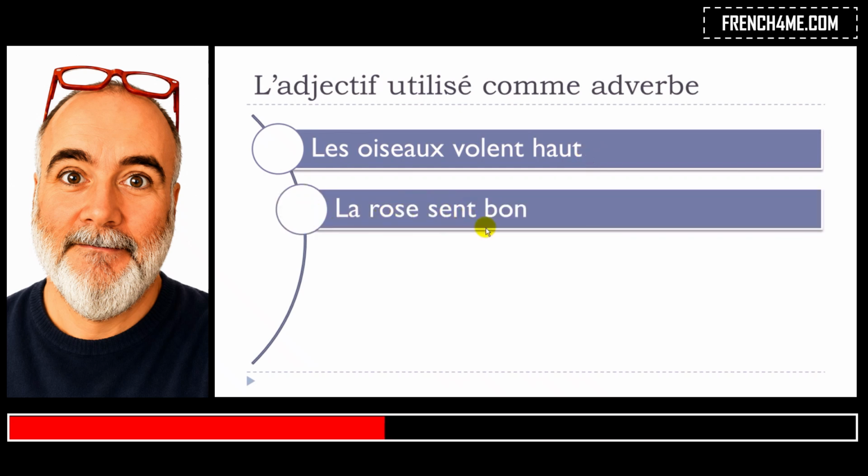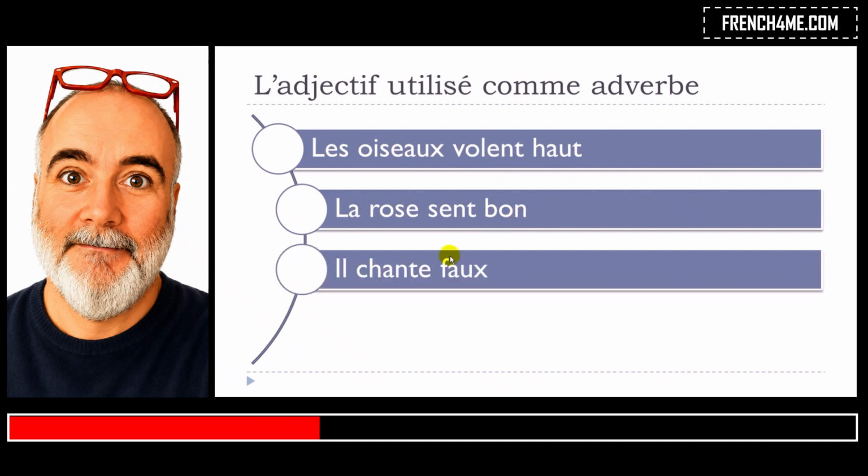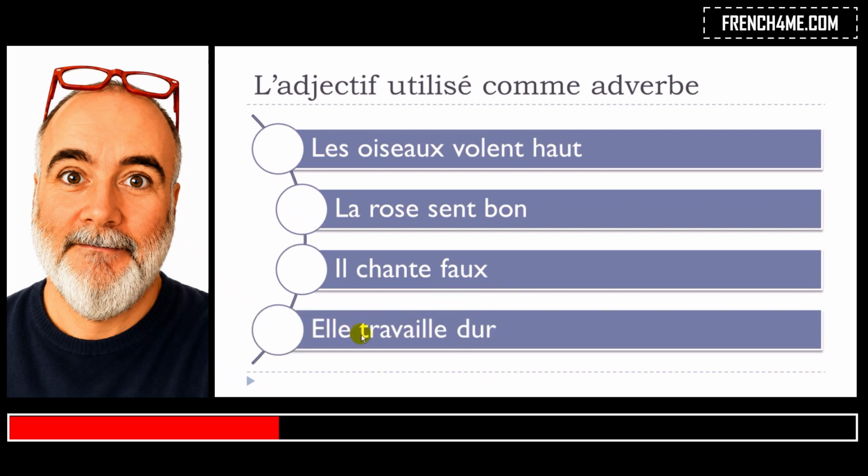La rose sent bon. Okay, so exactly the same thing here. You've got this bon, it's an adjective, but you use it as an adverb. Even if la rose is feminine, you don't put anything at the end. You just keep it like that. Bon. Okay? Il chante faux. Exactly the same thing. Faux is an adjective used as an adverb. And then elle travaille dur.